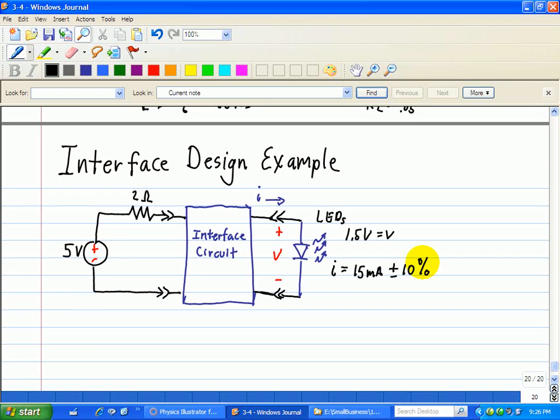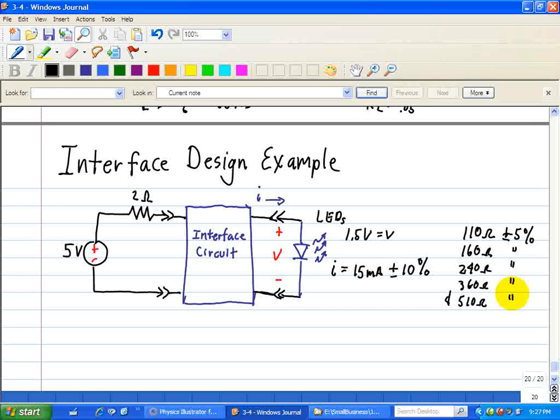And we want to use one or more of the following standard resistors: 110 ohms, 160 ohms, 240 ohms, 360 ohms, and 510 ohms. These resistors all have a tolerance of plus or minus 5%, which must be taken into account in the design.